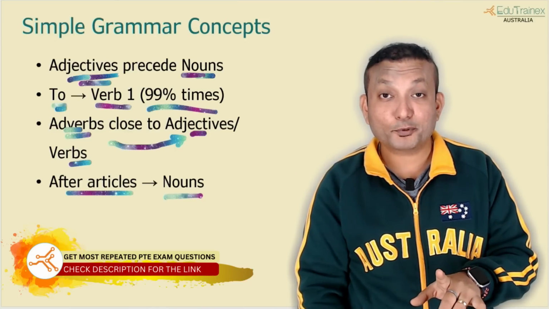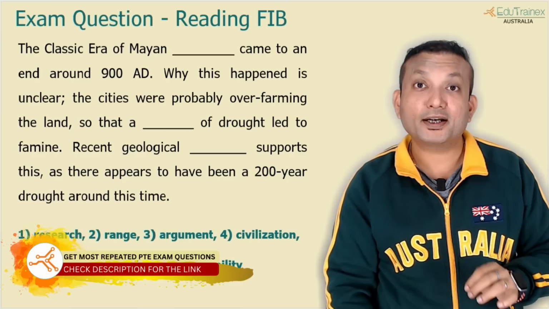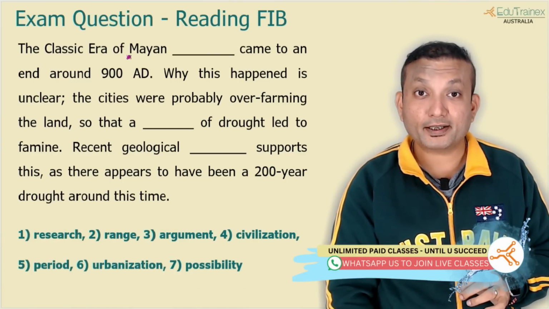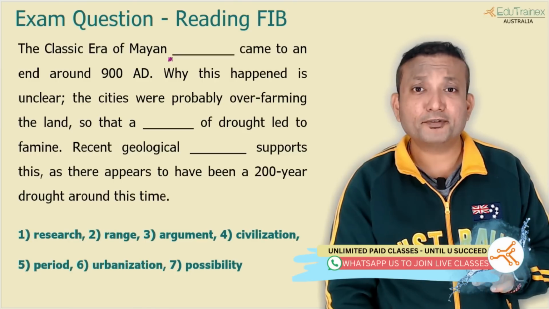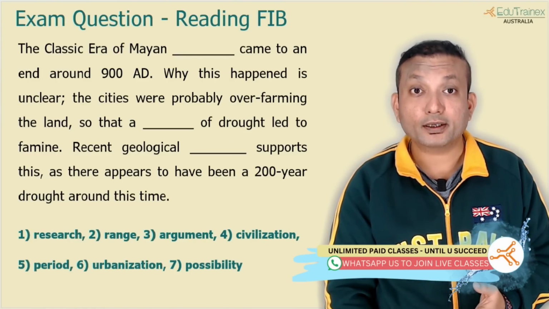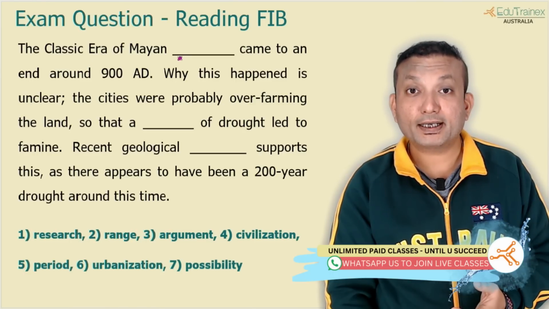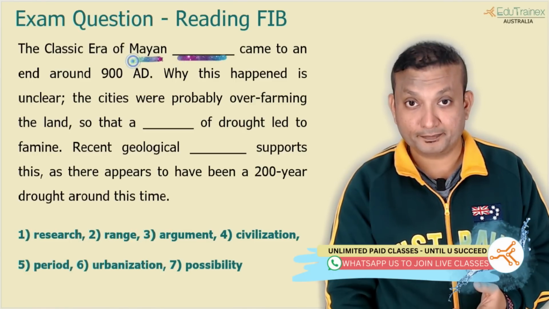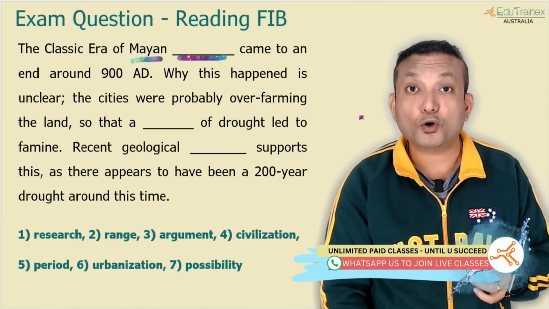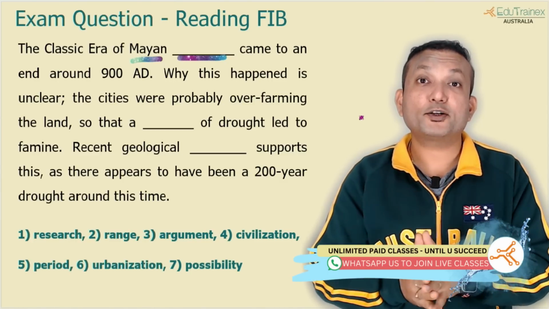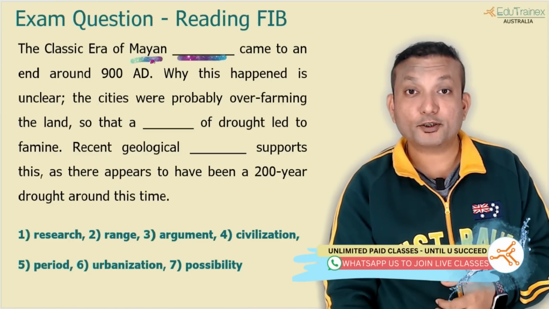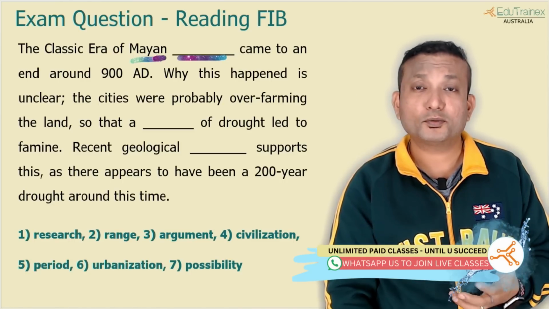Now we will do an exam question. Let's see if you can identify these patterns or not. The first one, the classic era of Mayan. This is a reading fill in the blanks question, a simple one, only 3 blanks. The classic era of Mayan dash. Mayan dynasty, Mayan culture. So it is describing a set of people, right? So you need a noun after that. A set of people, civilization, whatever you are describing.